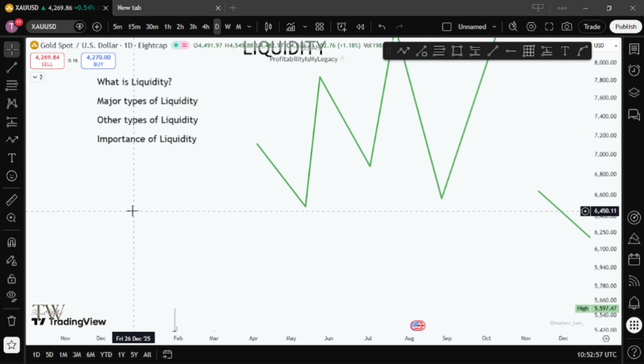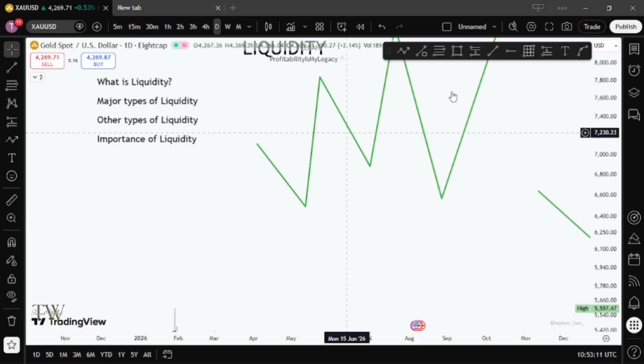We have the buy side liquidity. We have the sell side liquidity. We have the external liquidity. We have the internal liquidity. We have liquidity grab, and we have liquidity sweep. And let's take a break from here, and I'll come back and explain these other types of liquidity in detail.